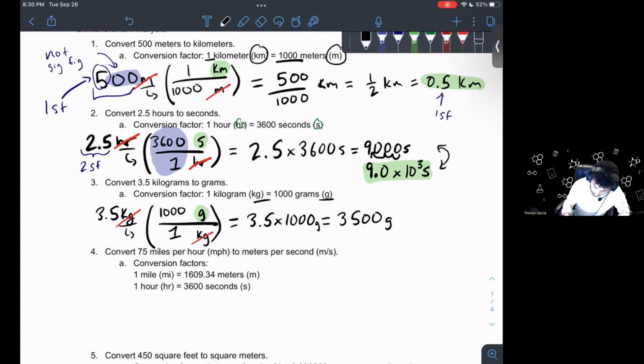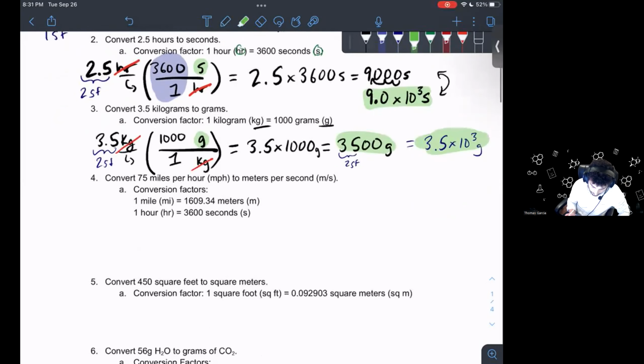Now, when we look at sig figs, we have 2 sig figs and our answer has 2 sig figs, so we're pretty good. You can write either this or 3.5 times 10 to the third grams. Either way, they're both correct. They both demonstrate two sig figs, so I'm happy with either.